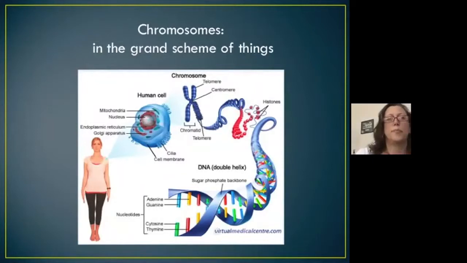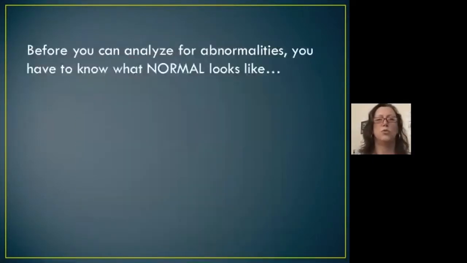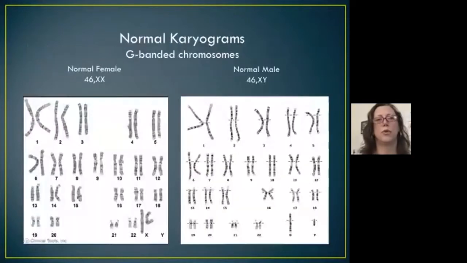So before you can analyze for abnormalities, you need to know what normal looks like. And this is normal. I have an example here of both normal male and female. On the left, we have a normal female karyotype. On the right, we have a normal male. Generally speaking, we as humans have 46 chromosomes.